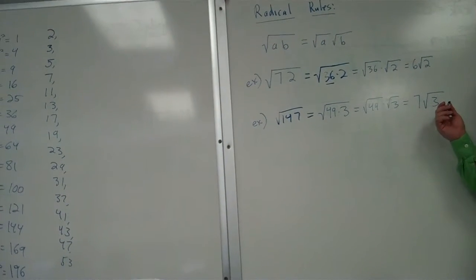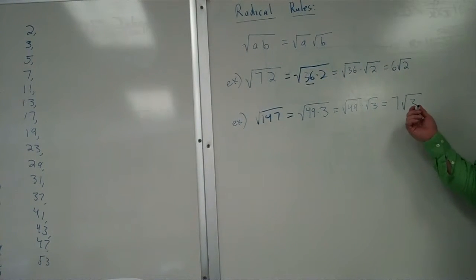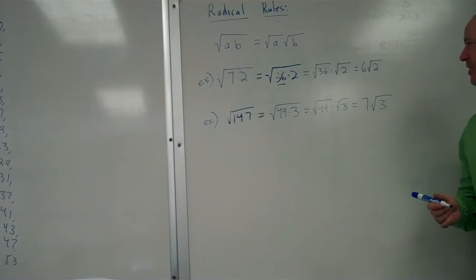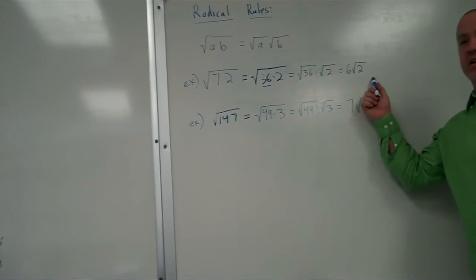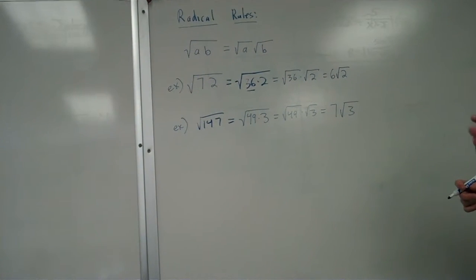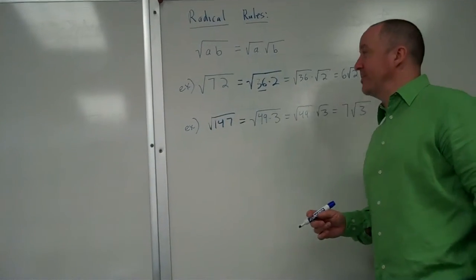Now, guys, because 3 is a prime number, it can't be factored any further, and the square root of 2 is also like that, so this is as far as you can go, because these aren't perfect squares. What if you have a number that can keep going? Well, hold on to that thought. Let me get to one more rule, and then we'll do some examples of that.